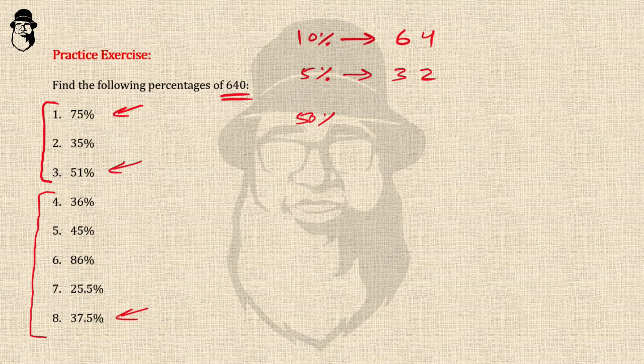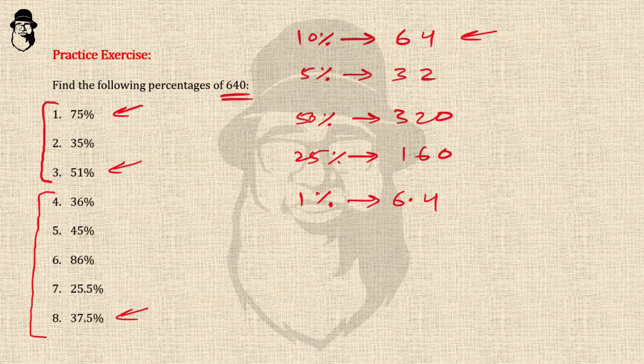And now we have 50%, that is half of 640, so 320, and 25% will be what? Half of 320, that is 160. We already did that. Then we have 1%, we just shift the point here, so it will be 6.4, and we have 0.5%. I hope I didn't miss any. 0.5% is half of 1%, that is 3.2, or 1/10 of this 32, that is 3.2 also.